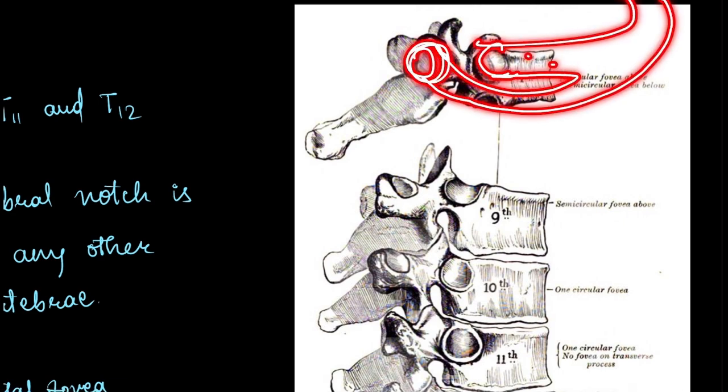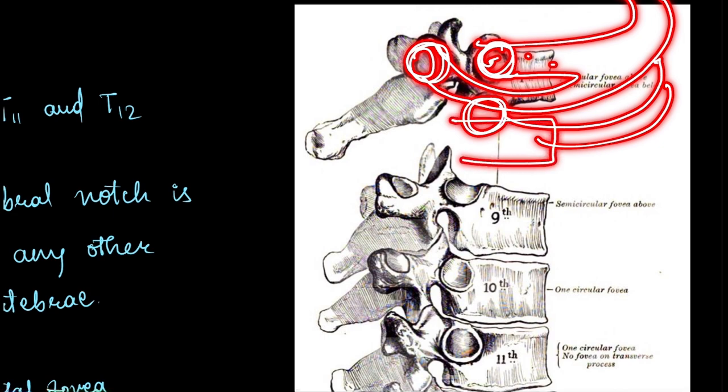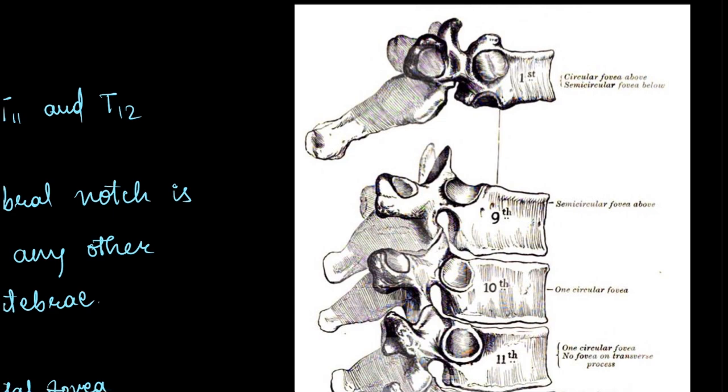This is tubercle of the rib. This is head of the rib. Then second comes, it sits here along with second thoracic vertebrae. That means the fovea for head of the rib will be shared by 2 vertebrae.